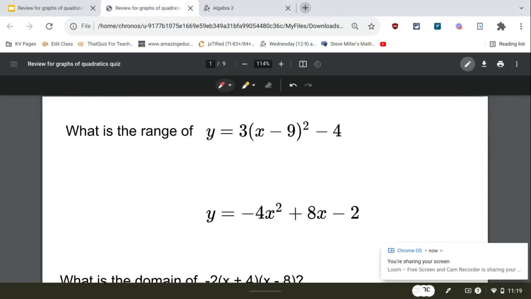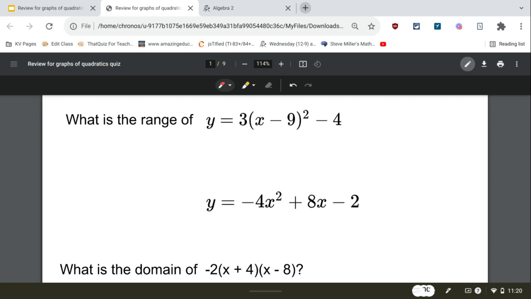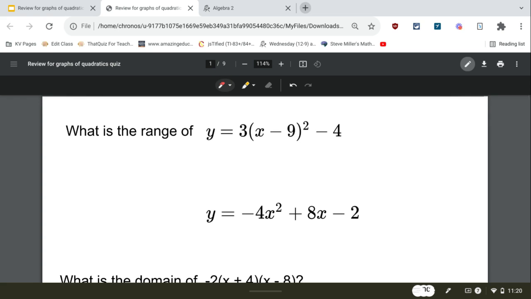All right, we're going to look at some review questions for our quiz. My first one is, what is the range? So to find the range, the first thing we need to do is get the vertex of whatever we're working on, because the vertex is going to represent either the highest or the lowest spot on the function. The range is the list of all the y values that the function takes on. It's how far low and high it goes.